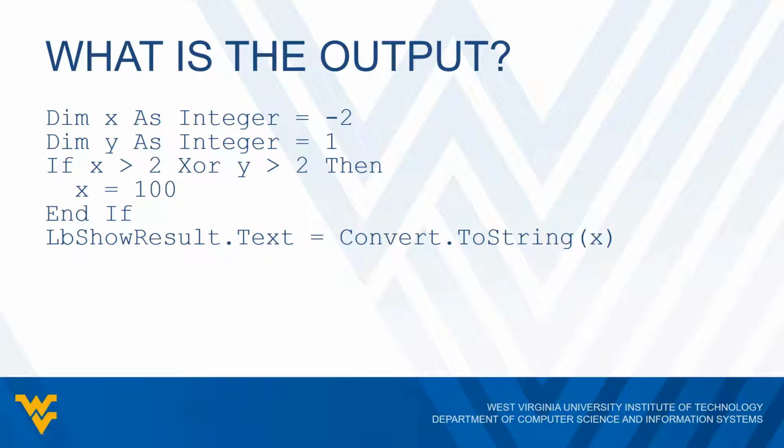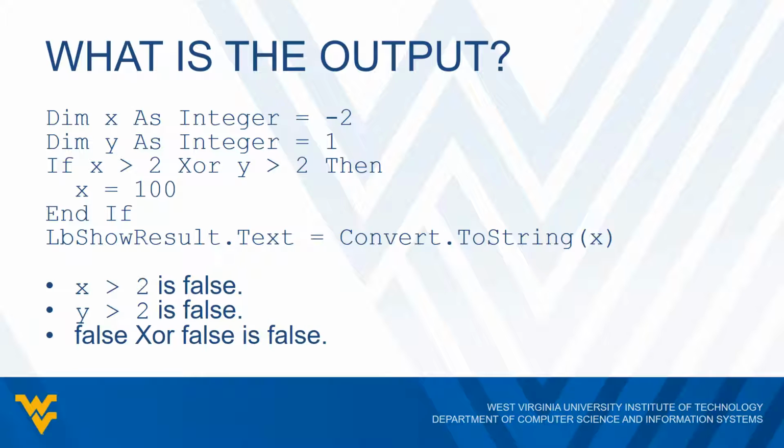Well, the first condition isn't different from the previous one. So we're comparing -2 with 2. So x greater than 2 is going to be false. So now we need to check the y greater than 2. Since y is 1, y is not greater than 2. Therefore, y greater than 2 is going to be false.